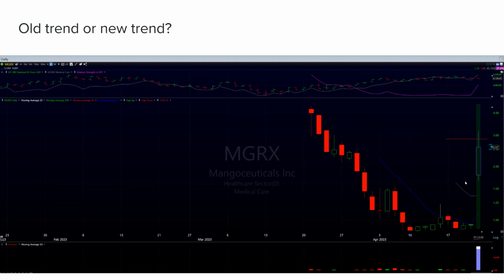So is this an old trend or a new trend? Well, clearly this is the start of a new trend. If this stock is going to enter a new uptrend, then this is day one of a new uptrend, right? So this is a stock that meets my criteria 100% and is the ideal type of stock that you want to look for if you're finding earnings winners.